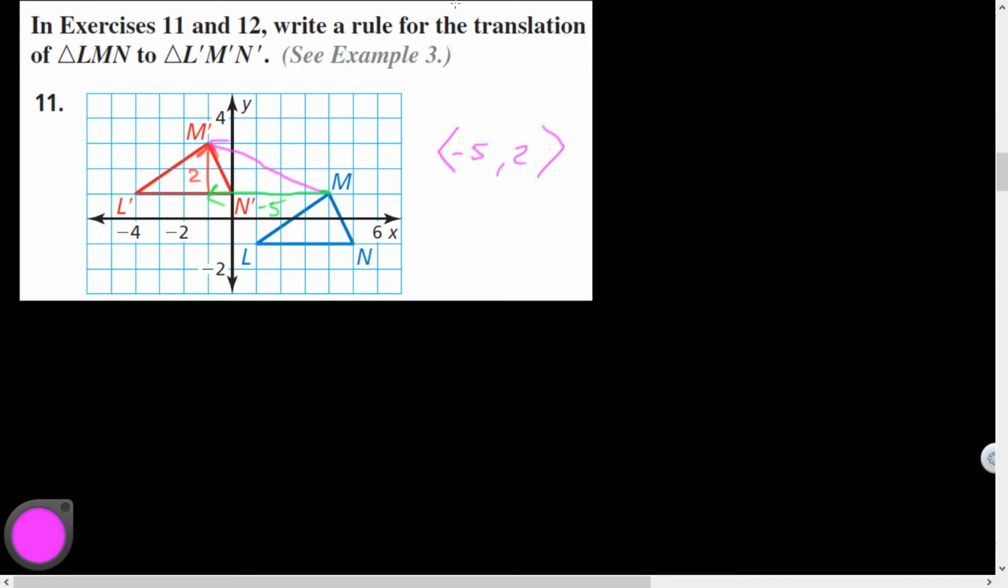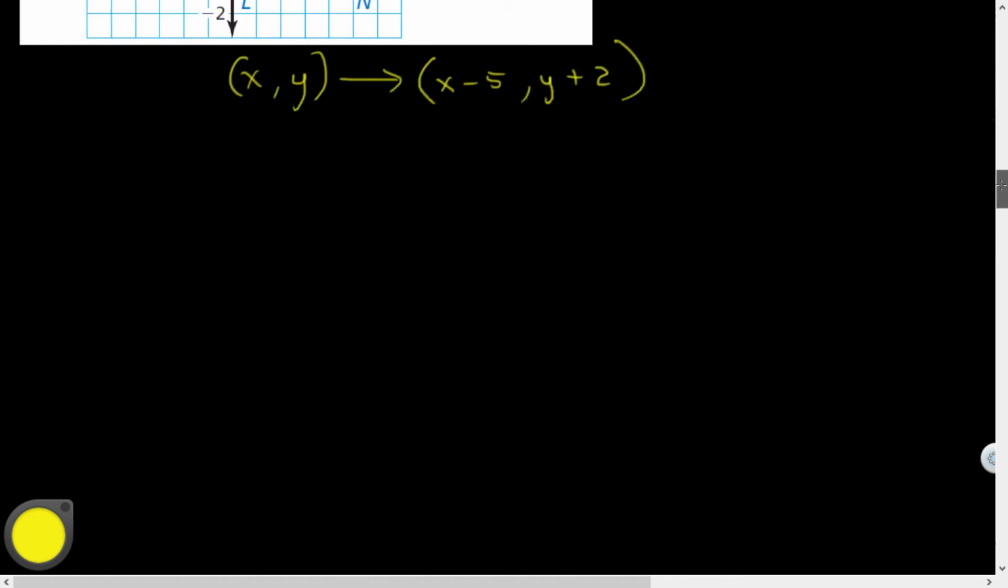That is, however, not what we refer to as the rule for the translation. The rule for the translation would be how do I map a point to another point from the pre-image to the image? Question? Oh, so what's that going to be? And y plus 2, yeah. So you take whatever your original x coordinate was, subtract 5 from it, whatever your original y coordinate was, add 2 to it. So this is what we refer to as the rule for the translation. All right, good, good.